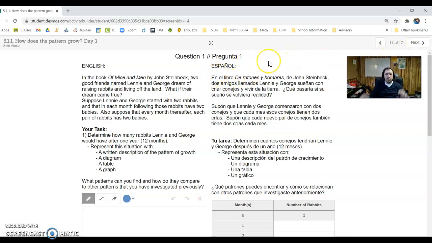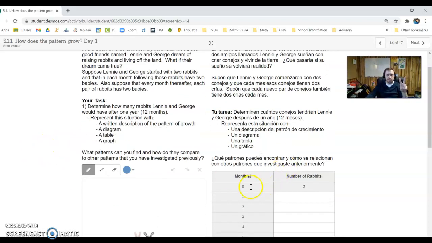All right, we are going to investigate this problem by talking about bunnies, by bunny rabbits. You maybe have been able to read the book Of Mice and Men by John Steinbeck. And in that book, there's two characters, Lennie and George. They're going to raise rabbits, right? That's their dream. And so let's think about this. If they have 2 rabbits in month 0, right? They start with 2 rabbits.